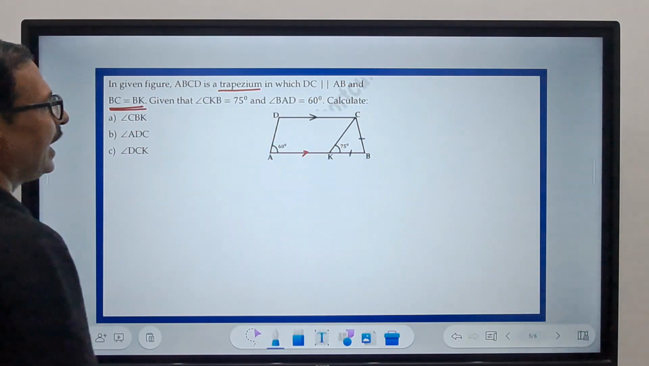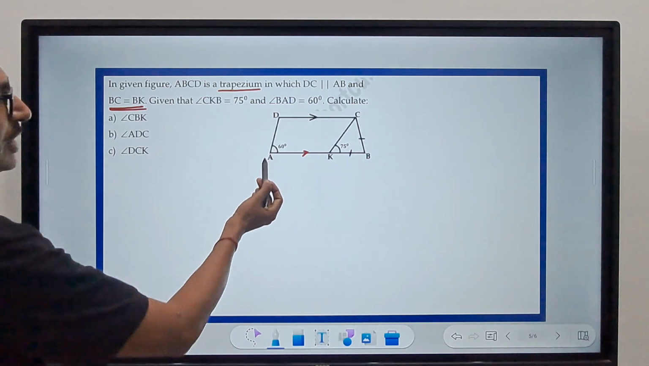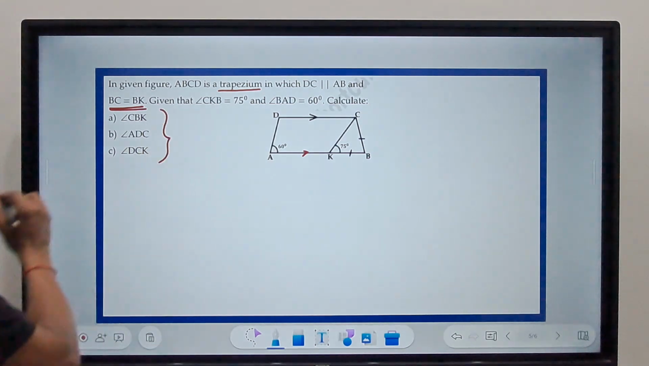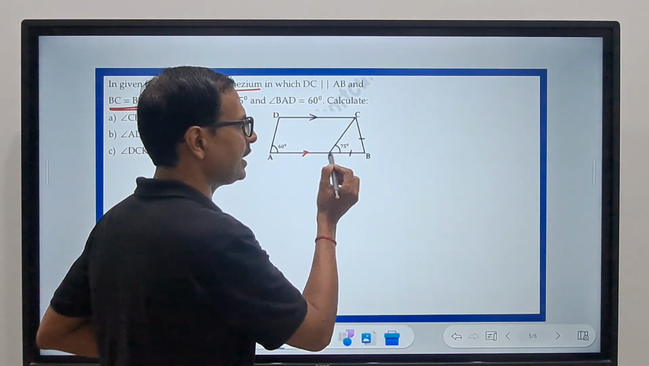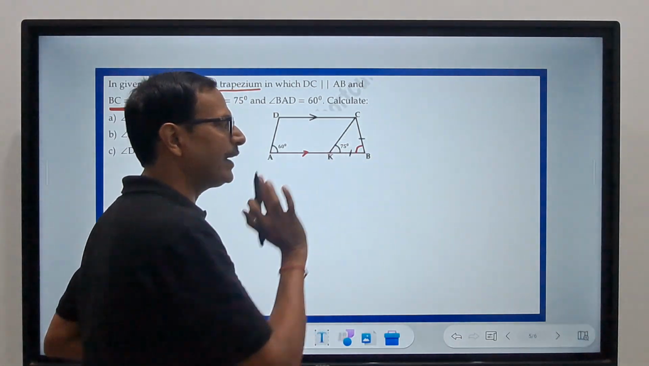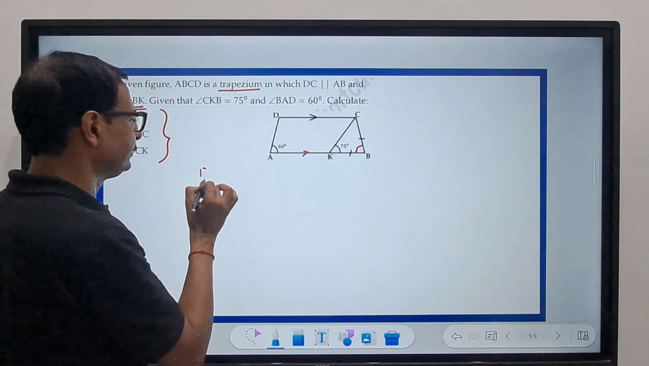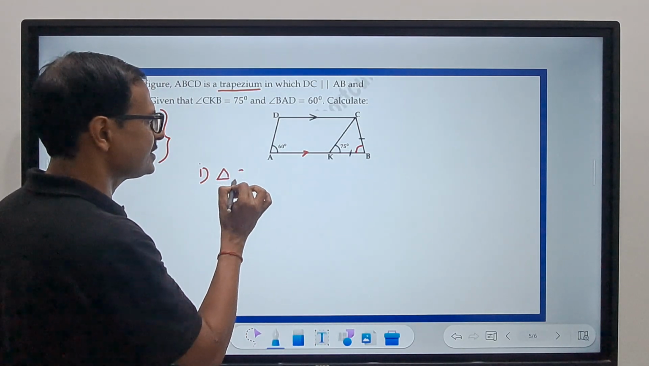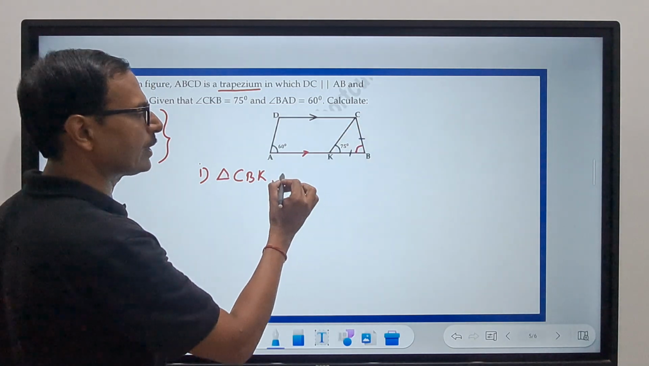Let's see. Some of the angles are given. This angle is 75 and this angle is 60 degrees. So we need to calculate three different angles. CBK. Where is CBK? This angle. How do you find this angle? Now use this triangle. In triangle CBK, we are given that BC and BK are equal, right?